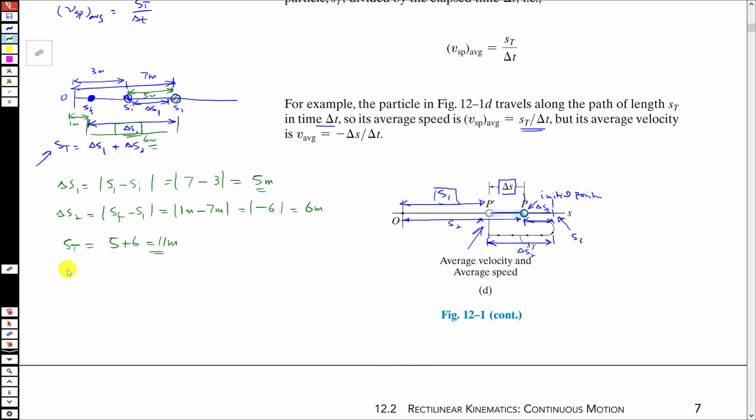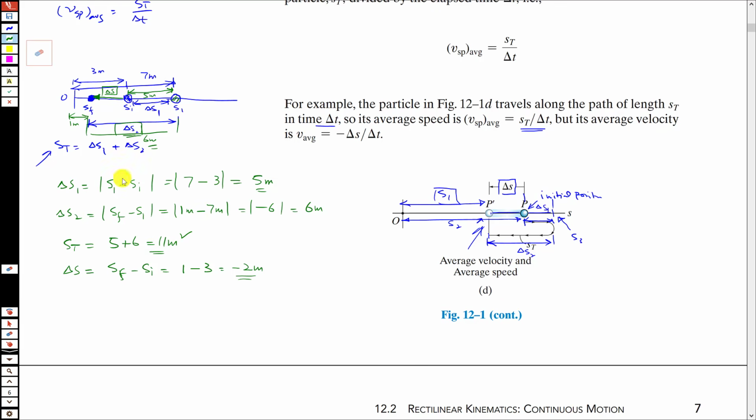And if we are asked to find the displacement, the total displacement will be the final position minus the initial position. So the final position is 1 meter, and the initial position is 3. So this is minus 2 meters. This means that the direction of the displacement is from this point to this point, right. So this is the vector representation of that displacement. This is delta S, this is displacement, and the distance traveled is 11 meters, right.